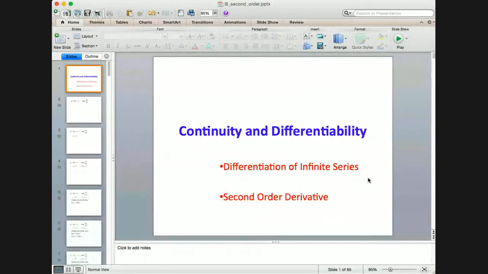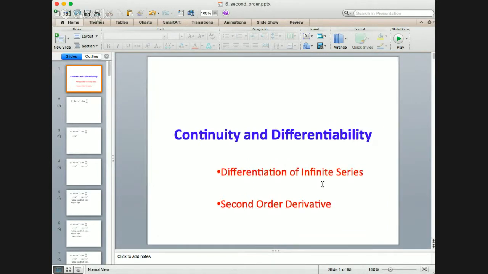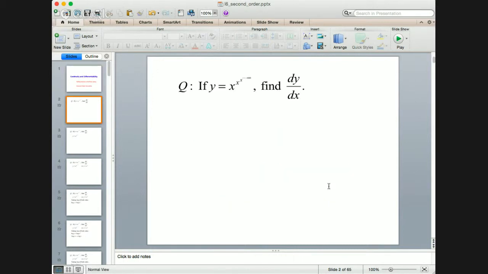So here we are. All right. So we are going to talk about something called differentiation of infinite series. So we are going to cover a few questions which just look a little different. How and where the word infinite would come up, we will be able to see that as well. And they will be very easy to recognize as you go along. So let's just start with our first question.